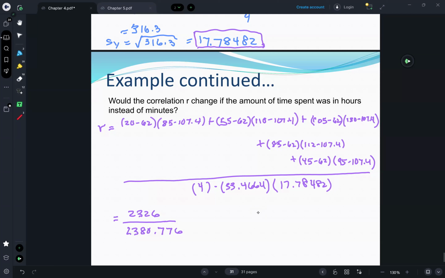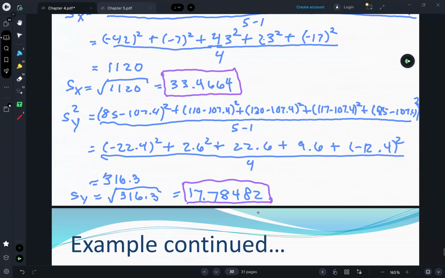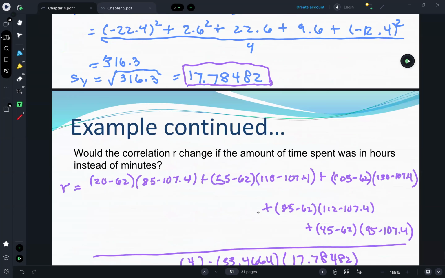So we're not done yet. We need to divide. We need to get the actual number, and we end up getting 0.976992. So therefore, the correlation is equal to approximately 0.98 with the larger data set. Okay, so if there's no questions, we'll keep going. There it is right there.